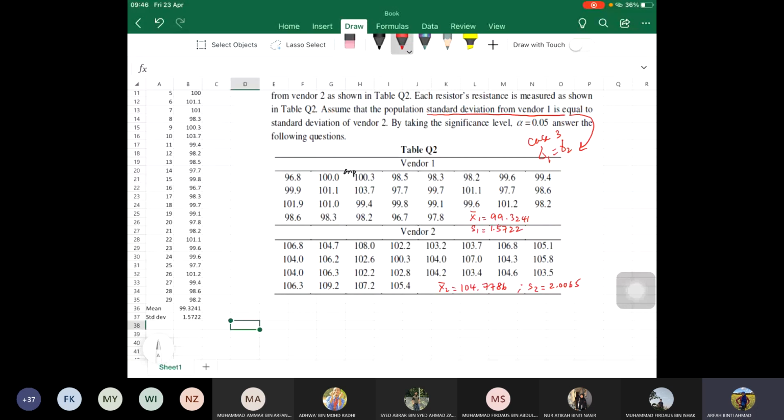So make sure you must have Excel, and make sure you know how to key in the data, and don't make mistakes, even by one decimal point. Because if you make a mistake, the rest of the question will be a bit different. It will be a wrong answer. You will only get marks for the method.